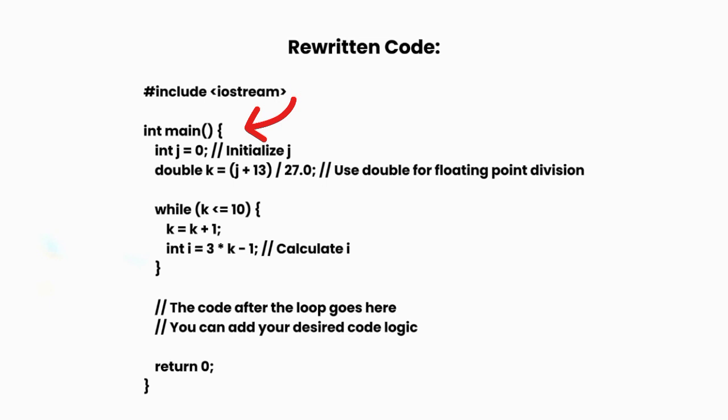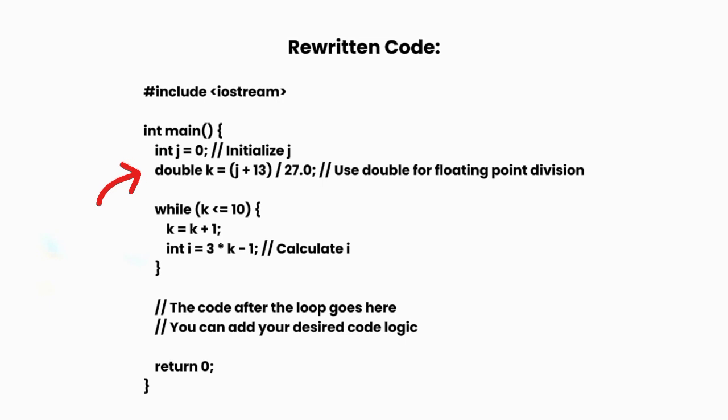Next is defining the main function, which will be the entry point for our C++ program. The execution of the program starts here. And then, we declared the integer variable j and initialized its value to 0. This variable is used later in the calculation.